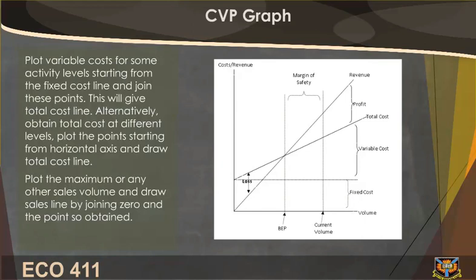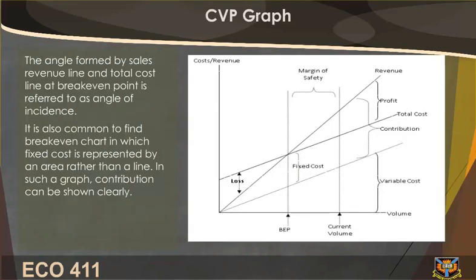Plot variable cost for some activity levels starting from the fixed cost line and join these points. This will give total cost line. Alternatively, obtain total cost at different levels, plot the points starting from horizontal axis and draw total cost line. Plot the maximum or any other sales volume and draw sales line by joining 0 and the points so obtained.